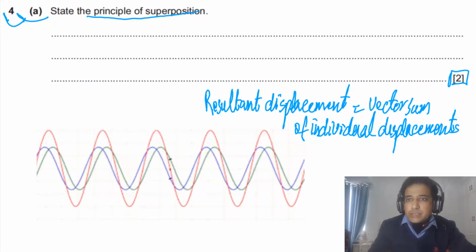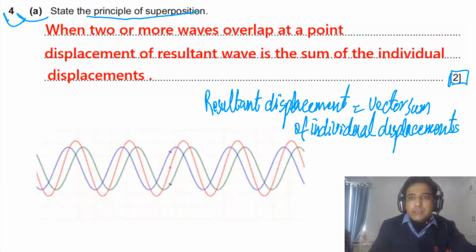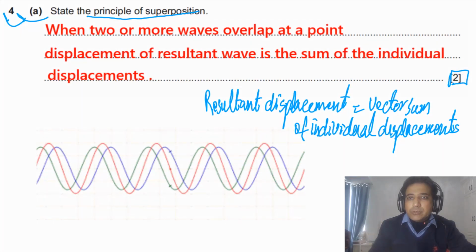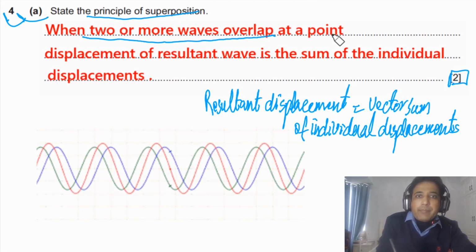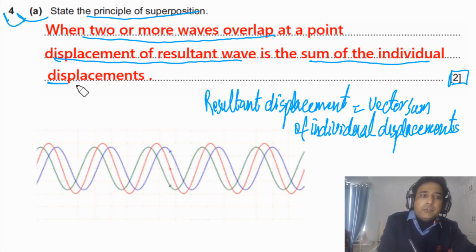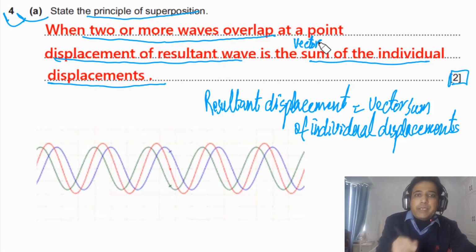Now let me show you the answer, how you can write down your answer. In your answer you have to mention these points. You can say when two or more waves overlap at a point, the displacement of the resultant wave is the sum of individual displacements. So it's better to say vector sum. So vector sum is very important.